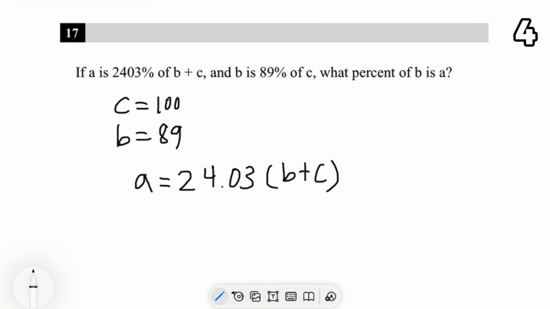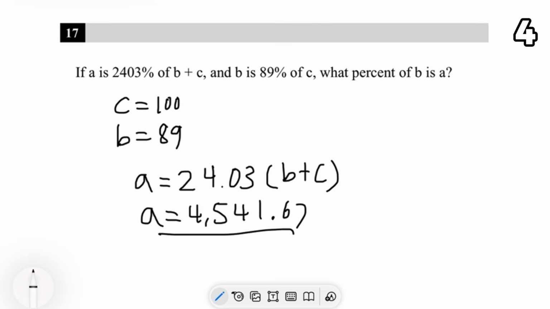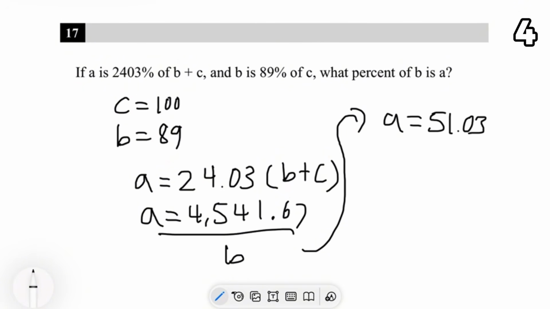Using our calculator and plugging in our values for b and c, we get a is equal to 4,541.67. Now to find the percentage of a of b, we need to divide this value by b, and we get 51.03. But to convert it into a percentage, we need to multiply it by 100, and we get that a is equal to 5,103. Next, we have question number 5.